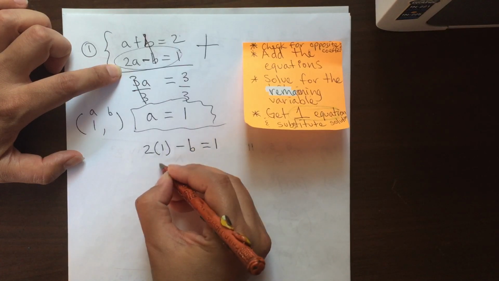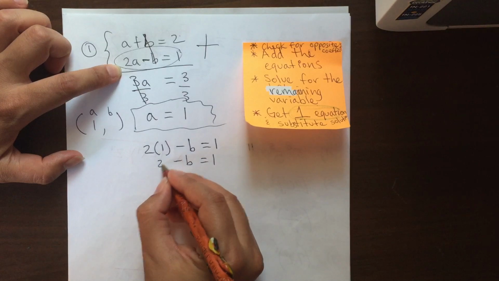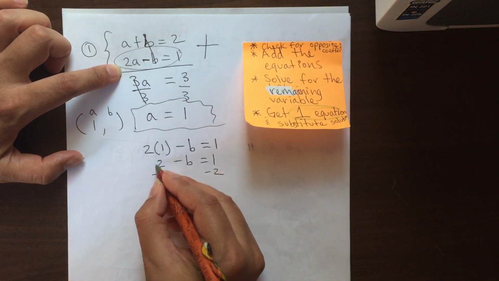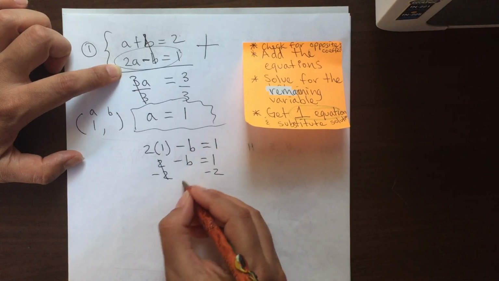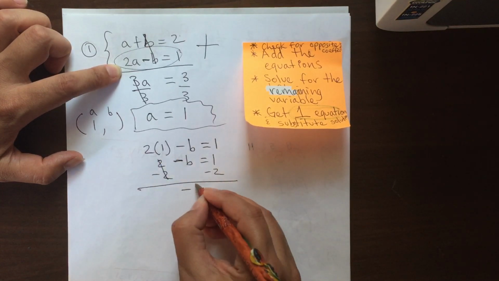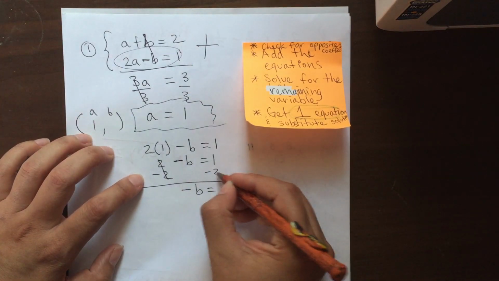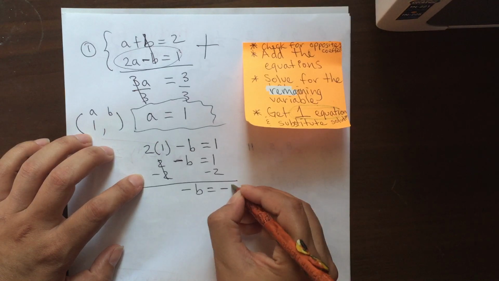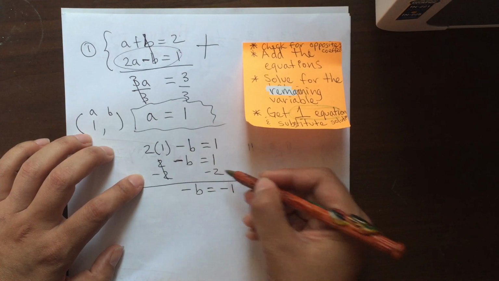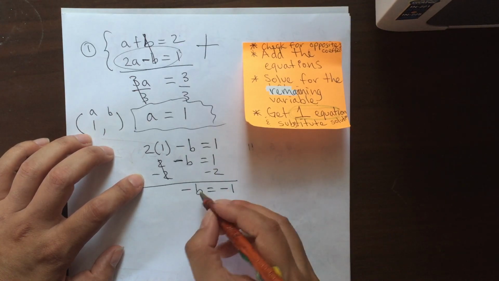We multiply 2 times 1 and it's 2 minus b equals 1. We cancel the 2 by subtracting 2 because 2 minus 2 is 0. Careful in here, this negative belongs to the b, so you need to keep it because we still have b in there. And 1 minus 2 is negative 1. That means I have $1, I owe $2. That means that at the end when I pay that $1, I still owe $1.